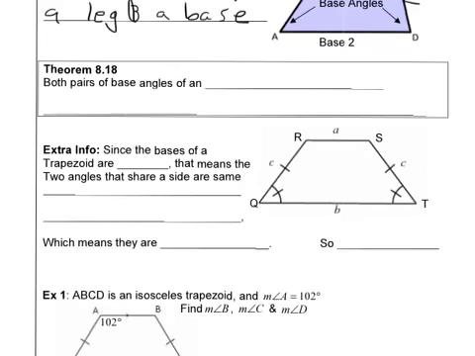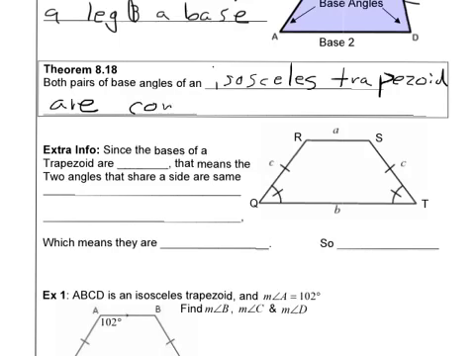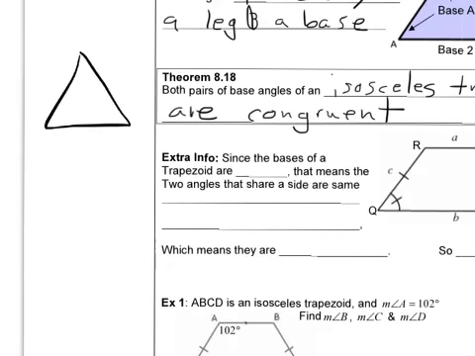Let's talk about a theorem here. It says both pairs of base angles of an isosceles trapezoid are congruent. And that's really because, we talked about this in class, if I had an isosceles triangle, the base angles would be congruent. And if I cut off the top, well, that's just what an isosceles trapezoid is. It's just an isosceles triangle with the top cut off. And so the base angles are still congruent, and these angles up here are going to be congruent too.